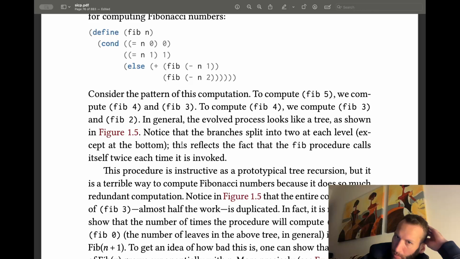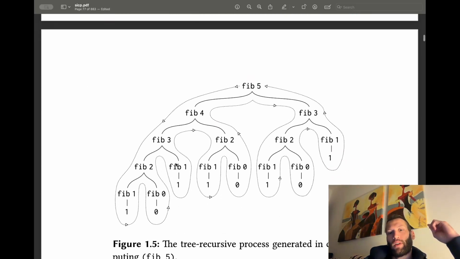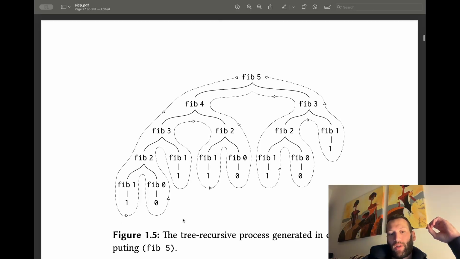Consider the pattern of this computation. To compute fib of 5, we compute fib of 4 and fib of 3. To compute fib 4, we compute fib 3 and fib 2. In general, the evolved process looks like a tree, as shown in figure 1.5. Let's see. And this is the tree recursive process generated in computing the Fibonacci number for 5.